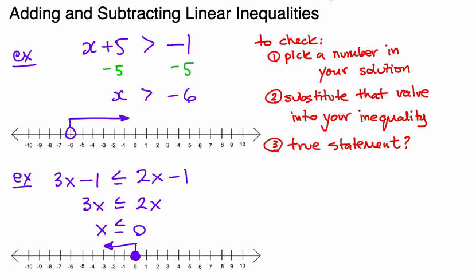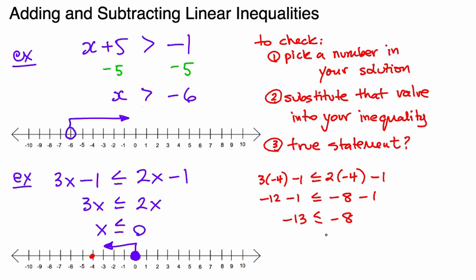So I would believe a point maybe like negative 4 is going to be a true statement if I substitute it in. So let's try that. 3 times negative 4 minus 1, is that less than or equal to 2 times negative 4 minus 1? So negative 12 take away 1, is that less than or equal to negative 8 take away 1? Is negative 13 less than or equal to negative 8? And it is in fact less than negative 8. So this is a true statement, and since it's true, I'm pretty sure that my solution is correct. Okay, let's just do a couple more examples.